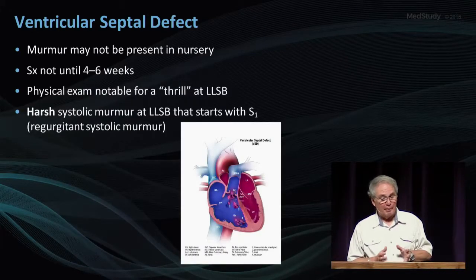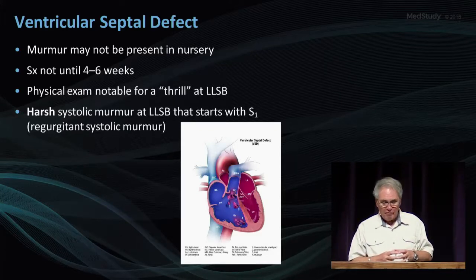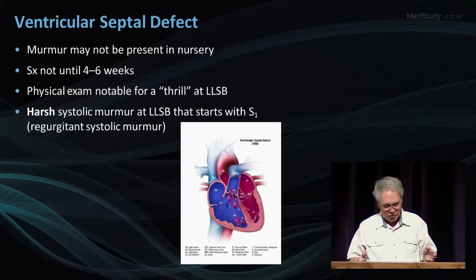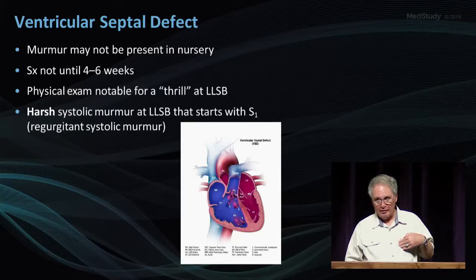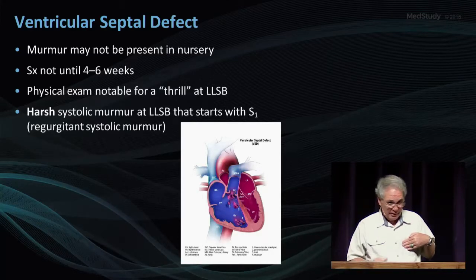Okay, murmur may not be present in the nursery. Remember, symptoms, if the VSD is large enough, will not occur until 4 to 6 weeks of age. On exam, if you put your hand down by the left lower sternal border, you might feel a thrill, a buzz. That's almost always a ventricular septal defect.